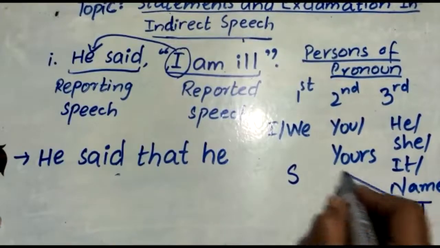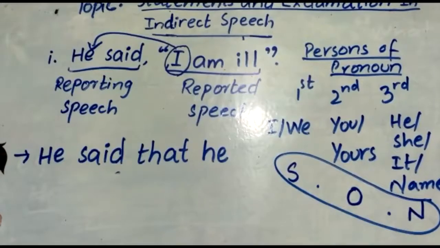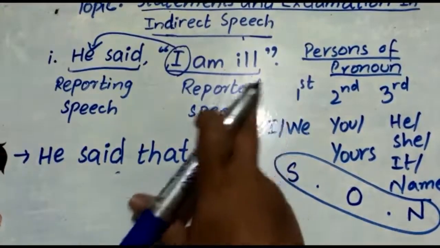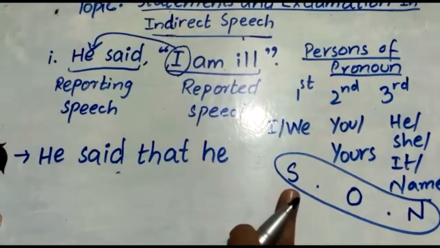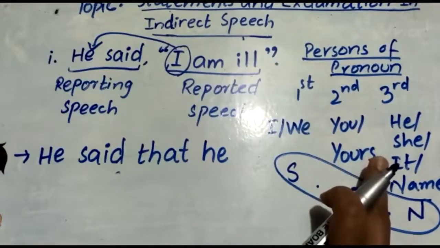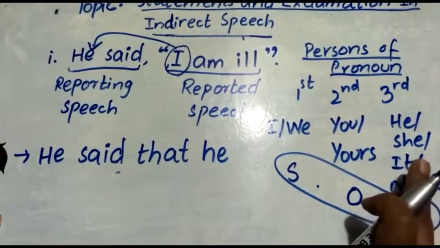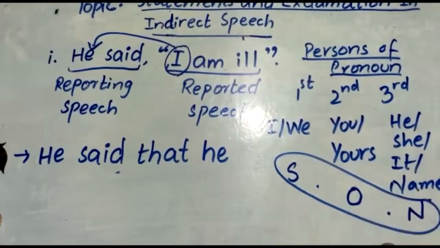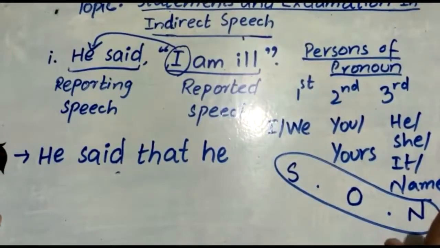So it basically forms a word which is son. It means whenever you have the first person of pronoun in a reported speech, you will change it according to the subject. If the second person is over there, then it would change according to the object. And whenever we have the third person of pronoun, it will not change, it will remain as it is. So this is the concept about persons of pronoun.